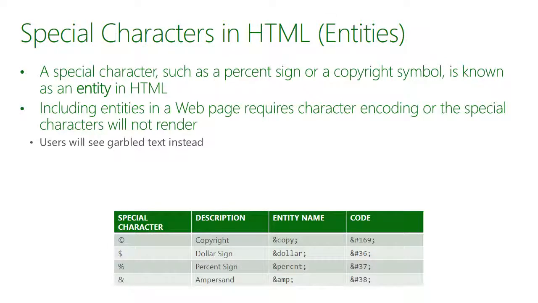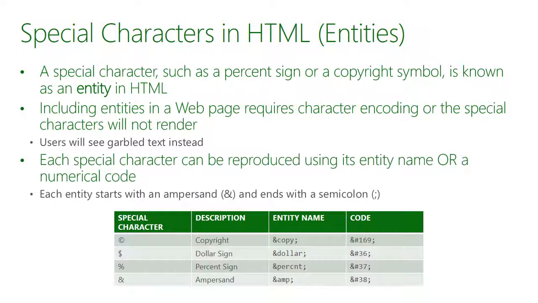Let's have a look at some special characters in HTML, also known as entities. Special characters such as a percent sign or a copyright symbol are known as entities in HTML. Including entities in a web page requires character encoding, or the special characters will not render. The user instead would see garbled text. Each special character can be reproduced using its entity name or a numerical code. Each entity starts with an ampersand symbol and ends with a semicolon. We've got some examples of these entities or special characters in the table at the bottom of the page.